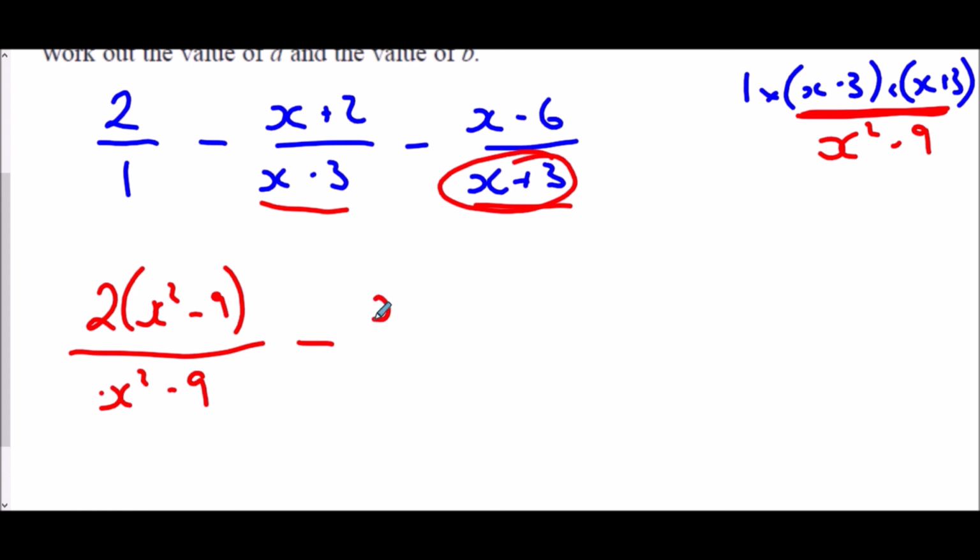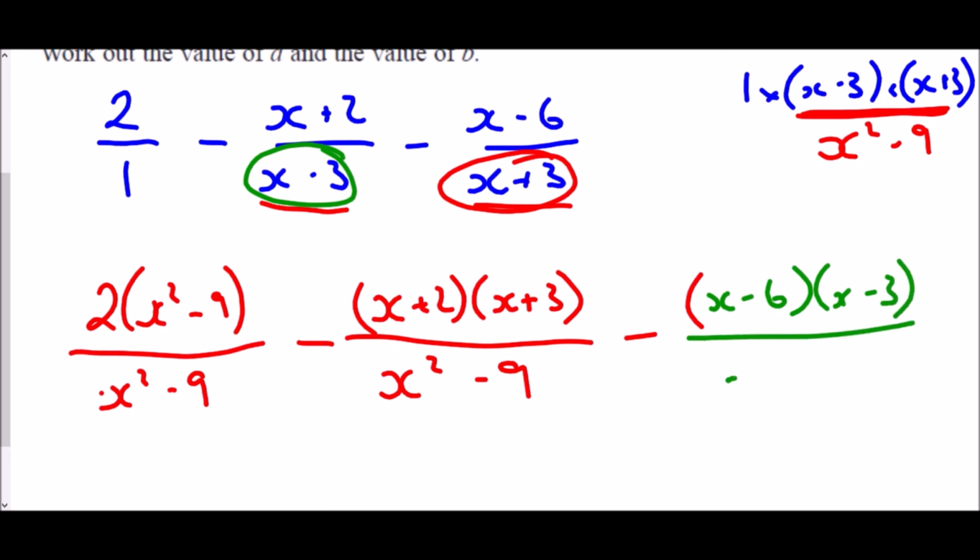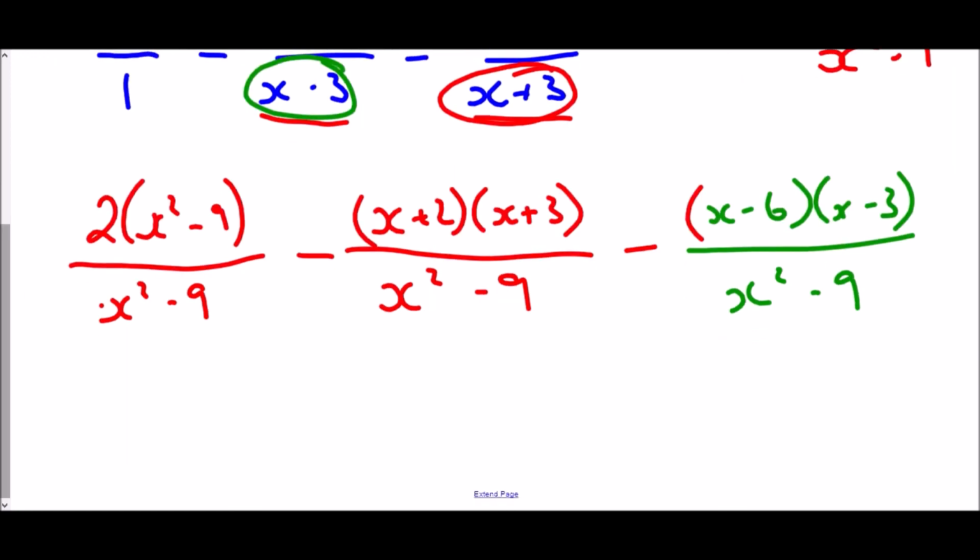The second fraction, well, that has had to be multiplied just by (x plus 3). And so this is (x plus 2) being multiplied by (x plus 3), but it's now over x squared take away 9. And the last fraction, well, that one has just been multiplied by (x minus 3). So this is (x minus 6)(x minus 3), all over x squared take away 9. Let's work out what each of those elements are individually. So let's get the numerators in each case. So 2 brackets (x squared take away 9), well, that is 2x squared take away 18.